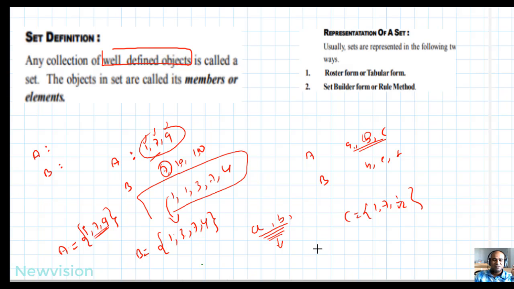Next thing: set {1, 7} and set {7, 1} are the same. The order of the elements is not important in sets. Important note, students, the order of the elements is not important. Set {1, 7} or set {7, 1}, both are treated as the same set. Repetition of elements we won't allow. So final conclusion, any collection of well-defined distinct objects is called a set. The objects in the set are called members or elements.